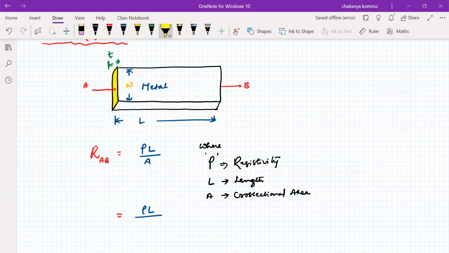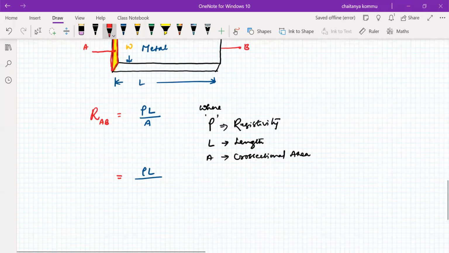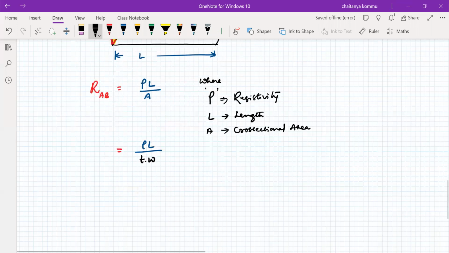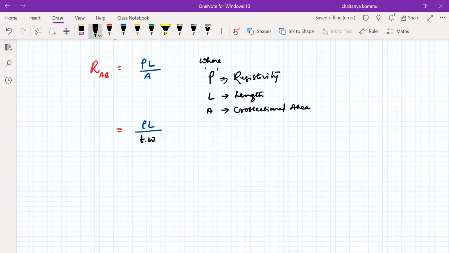So what is the cross-sectional area for this one? The thickness and the width. For a particular piece, the width becomes the length for that particular face, and the thickness becomes its width. Agreed? So we can write the cross-sectional area as thickness into width. Now we write R, which is equal to rho by T multiplied with L by W.